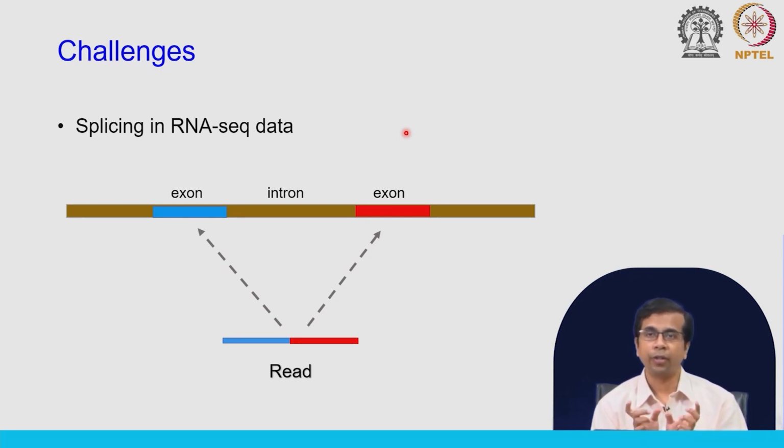So, we should be aware that there could be such mappings where you will have these two different locations for one read. Okay. So, again there are different ways to address these challenges. We will talk about this, especially this splicing in RNA-seq data, when you go into transcriptomic data analysis.